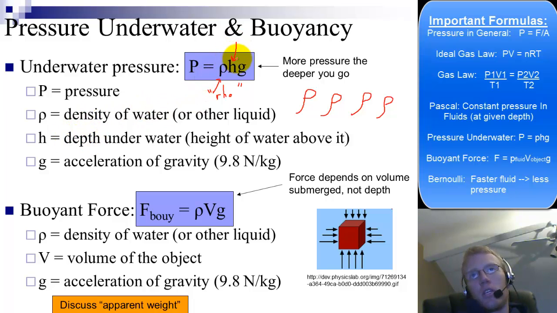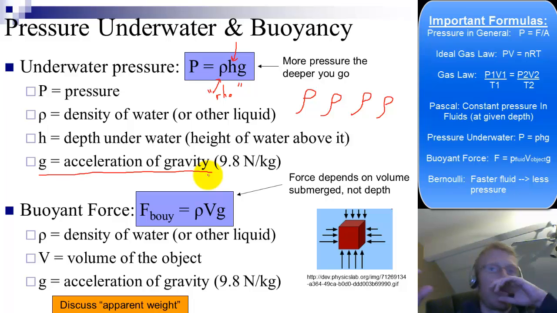H is the depth underwater, or the height of water above you. And g, as long as you're on Earth's surface, you should be using the acceleration of gravity on Earth's surface. If you're doing a buoyancy or an underwater experiment on some other planet, you should be using the value of gravity on that planet's surface. So the pressure is equal to the density of the water times the depth you've pushed it underwater times the acceleration of gravity at the location where you are.